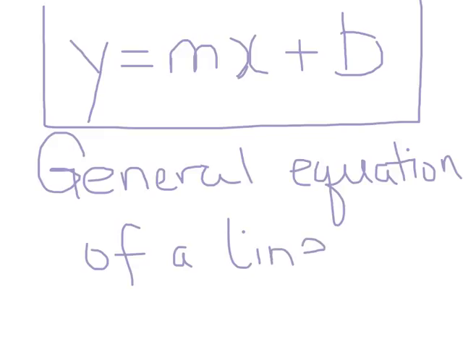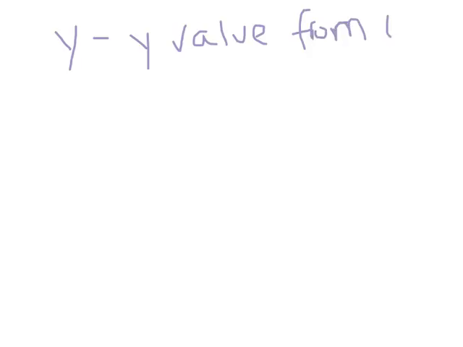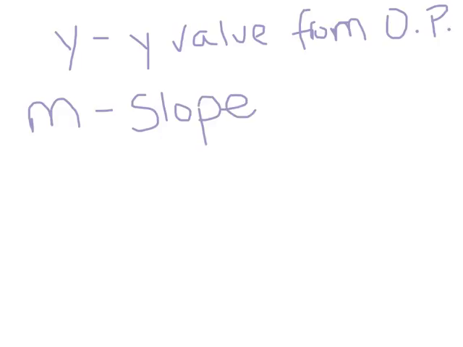Okay. Now, what does the y stand for, the m stand for, the x stand for, and the b stand for? Well, I'll tell you right away. Okay, the y is the y value on your graph. So it's a y value from an ordered pair. Okay, the m is called the slope, which we'll talk about when I go back to my graph.